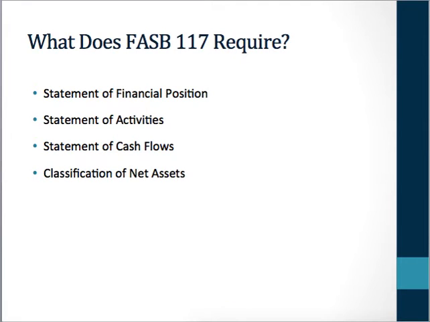First, the statement of financial position, which requires that the not-for-profit shows total assets, liabilities, and net assets. Secondly, the change in the not-for-profit's net assets should be reported in a statement of activities. Thirdly, the change in cash and cash equivalents be shown in the statement of cash flows. And lastly, not-for-profits must classify their net assets as either temporarily restricted, permanently restricted, or unrestricted based on donor-based restrictions.